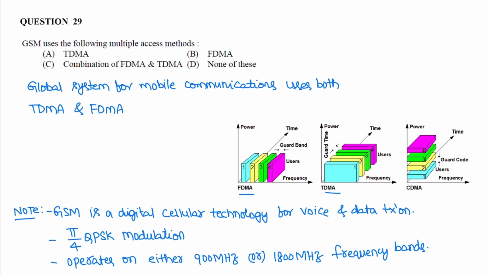Some more points: GSM is a digital cellular technology for voice and data transmission. It uses pi by 4 QPSK modulation. It operates either in the 900 MHz or 1800 MHz frequency bands. So the correct option is the combination of FDMA and TDMA.